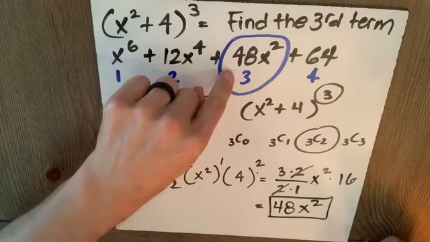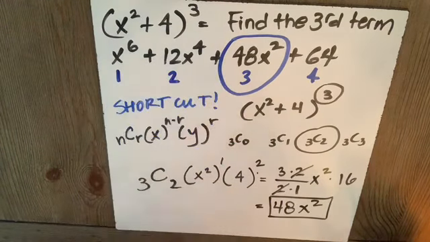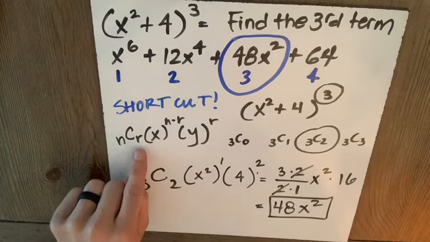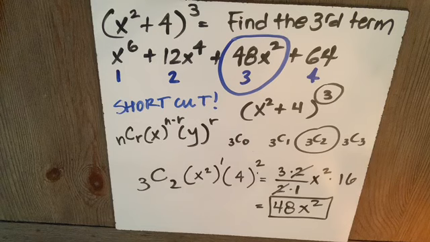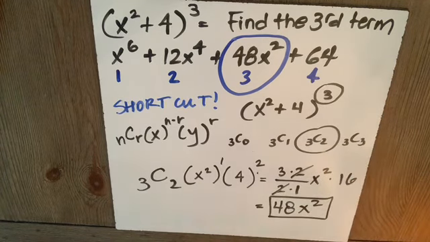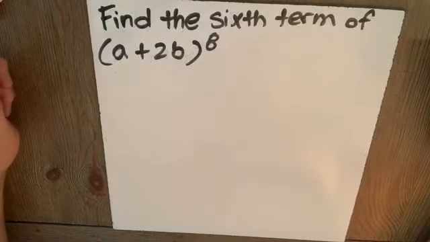And I get what I knew I should have gotten by using this formula. And I think the hardest part of this is to figure out what r is. If I'm looking for the third term, r will be 2. If I'm looking for the 10th term, r will be 9. If I'm looking for the 44th term, r will be 43. Why? Again, because we start counting with 0.